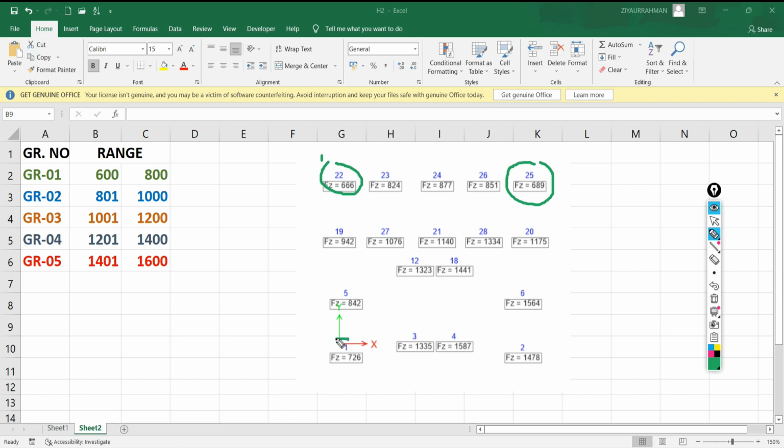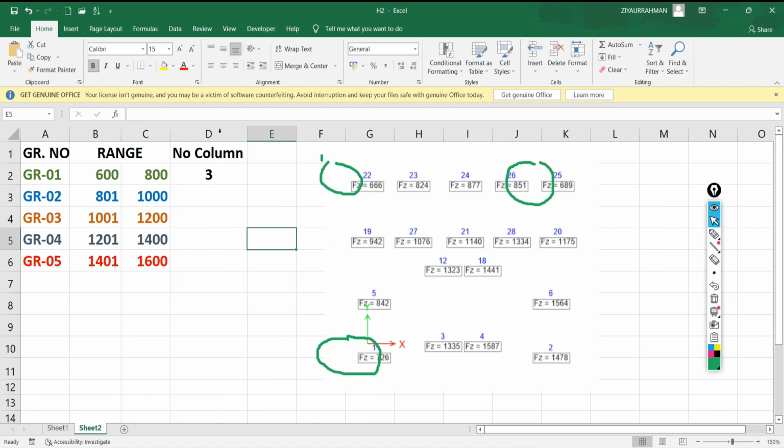नीचे लेफ्ट साइड में ये 3 numbers. 726. So 3 numbers in the first group. Number of columns or reactions that come under this, you can write.